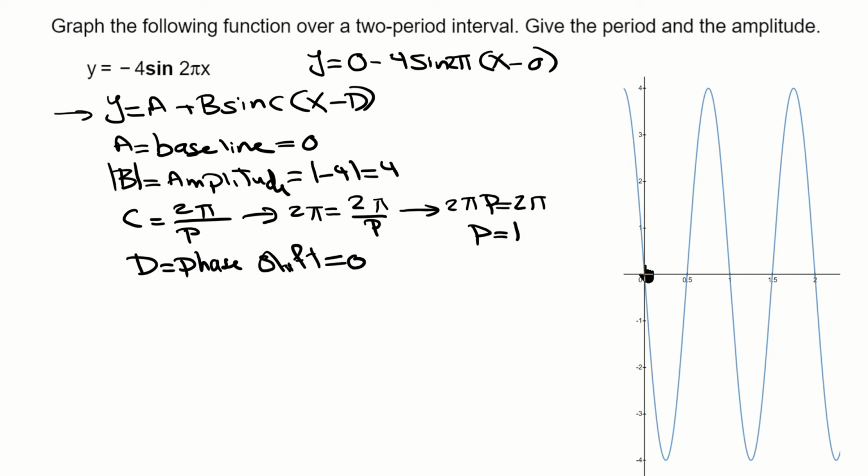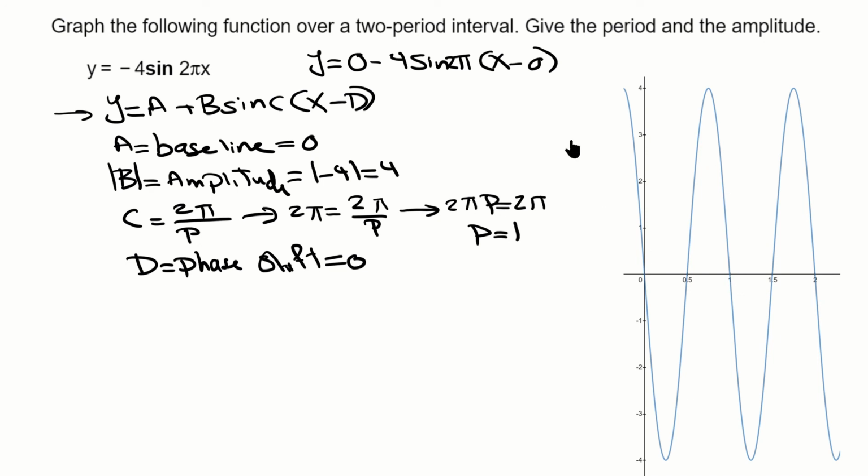Now, we know that the regular sine curve starts at the baseline, then goes to a max point, then goes to the baseline again, min point, back to the baseline. This is a reflected one, so it's going to behave differently. It'll start at the baseline, go to a min point, then back to baseline, then it'll go to a max point, then back to baseline. And one period of this happens quite quickly over a period of just 1. So from 0 to 1, it'll cover one full cycle of its existence.